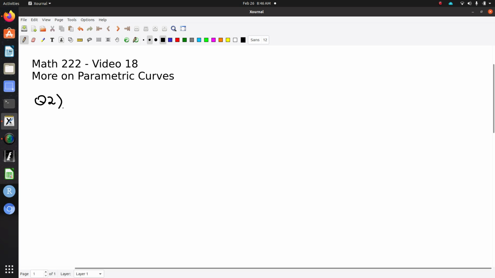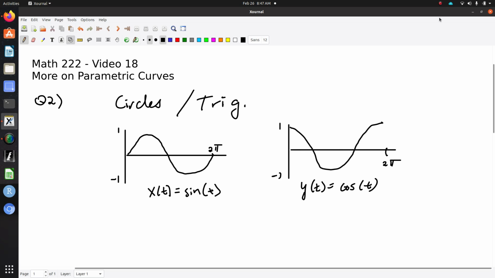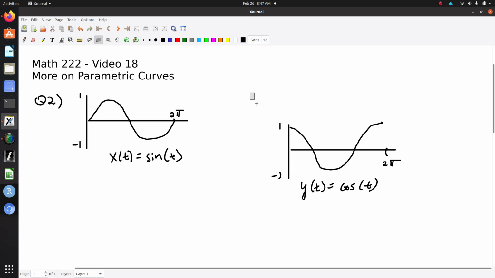But for question 2A, you need to know something about circles and how they relate to trig functions. Okay, so let me draw some first. Okay, so let's say we have x of t is sine of t and y of t is cosine of t. How will we put that together in combining that into a single curve?